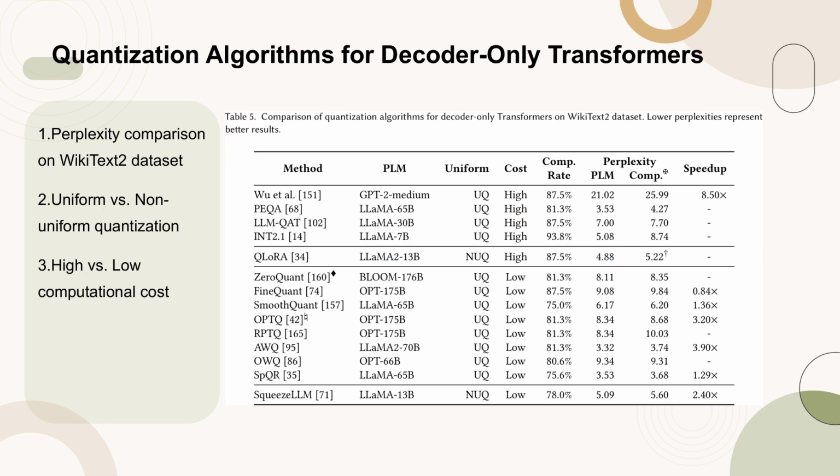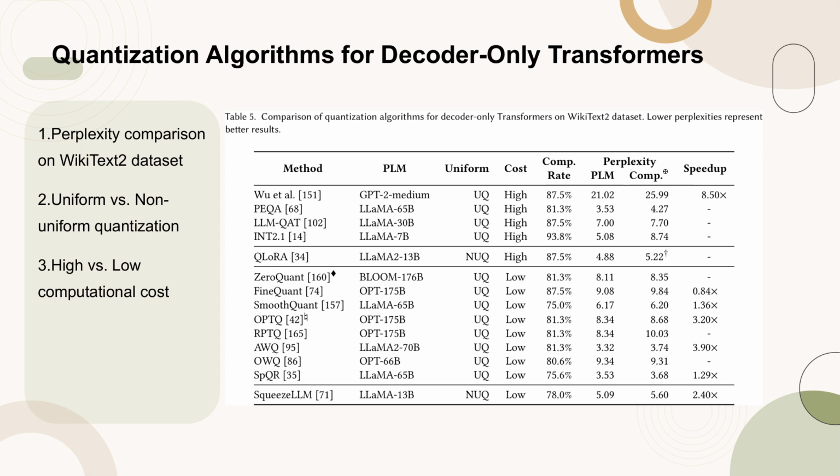Table 5 provides a detailed comparison of various quantization algorithms specifically designed for decoder-only transformers, evaluated on the Wikitext2 dataset. The table highlights the perplexity scores, which are indicative of the model's performance, with lower values representing better results. It categorizes the algorithms based on their quantization uniformity and computational costs, distinguishing between uniform and non-uniform quantization methods. Additionally, it contrasts high-cost algorithms that require retraining or fine-tuning against low-cost algorithms that do not, emphasizing the trade-offs between performance and computational efficiency. This comparison is crucial for understanding the effectiveness and practicality of different quantization strategies in large language models.